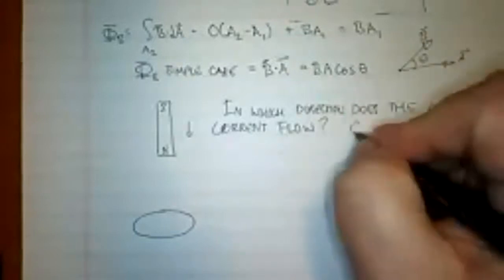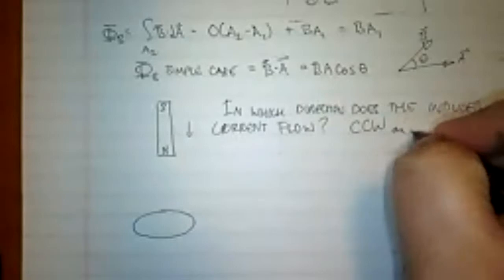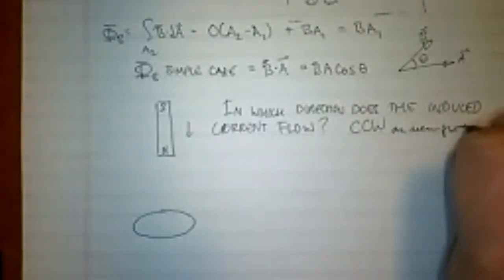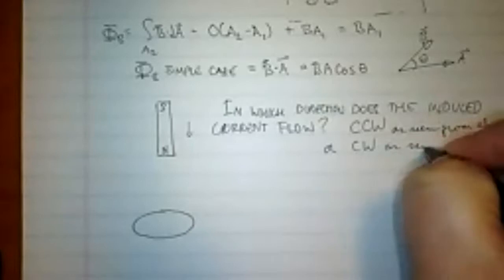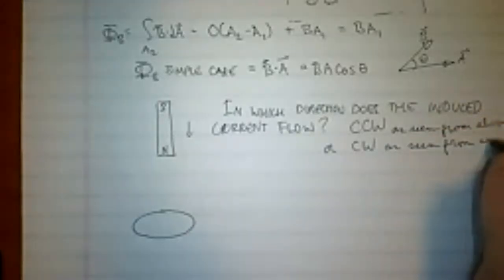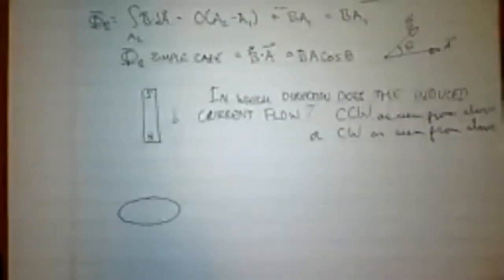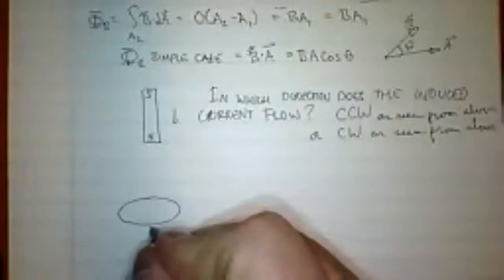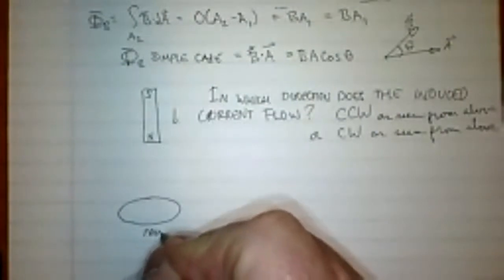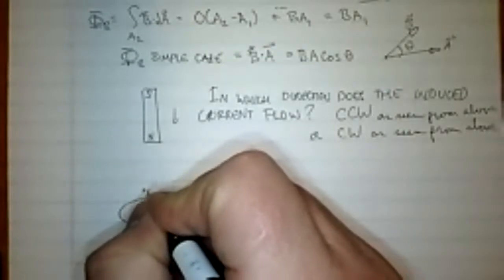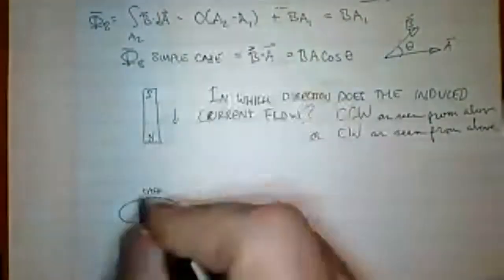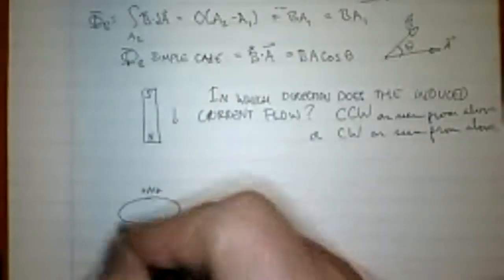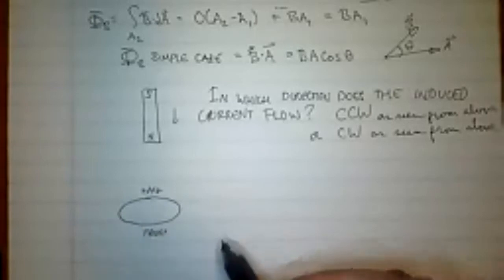So I'll say CCW as seen from above, or CW as seen from above. Those are our two choices. If you look down this way, you can see this would be the front, in other words, the part that's sticking out of the page, and this is the back, which I'll write barely, so it's like it's deep back in the page. If it's going this way around, that's counterclockwise as seen from above. If it's going this way, that's clockwise as seen from above, which you can tell from my clock on my wrist that I'm not wearing.